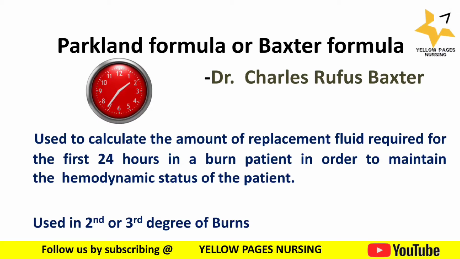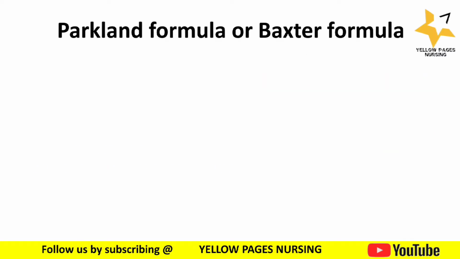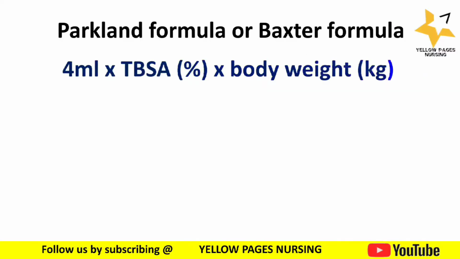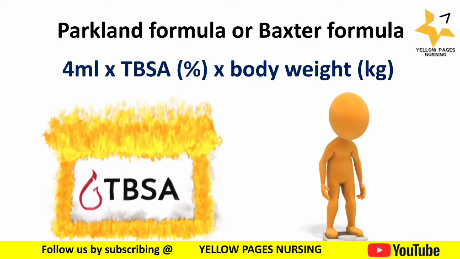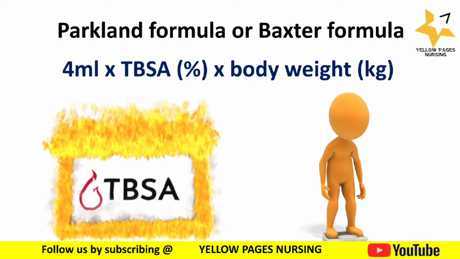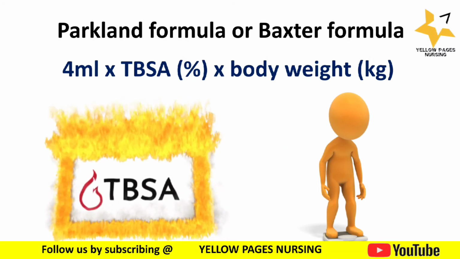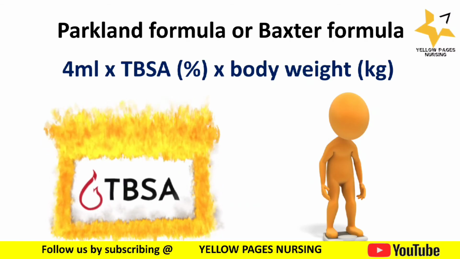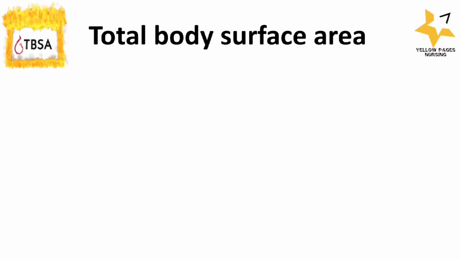As we all know, first degree burns are the superficial burns, second degree are partial thickness burns, and third degree are full thickness burns. Now, the Parkland formula is as it goes: 4 ml multiplied by TBSA, that is total body surface area in percentage, multiplied by body weight in kilogram. If we know the total body surface area and body weight of the patient, it is very easy to calculate the amount of fluid.